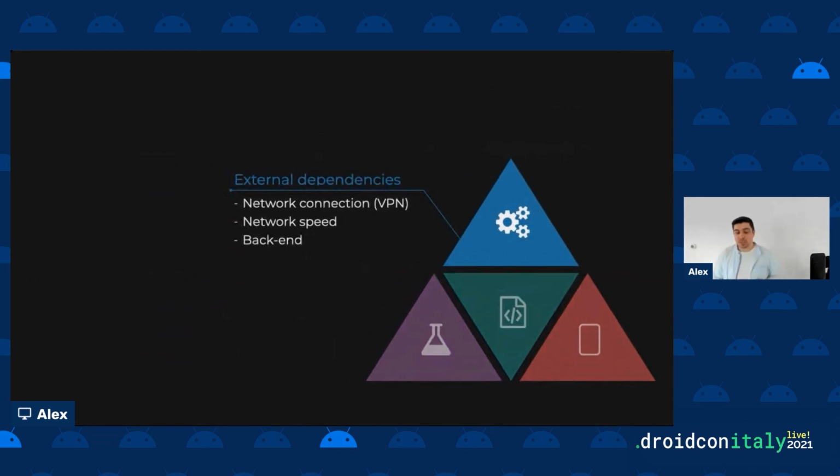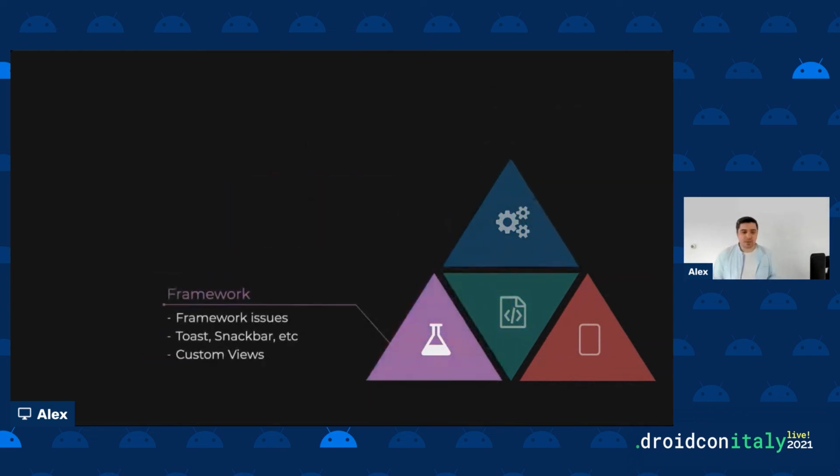So when we speak about external dependencies, it's of course our network connection, it's network speed, because if you use some of your environments like dev environments, they just can be unavailable, and all your tests just start failing because of this reason. The next category is the framework.